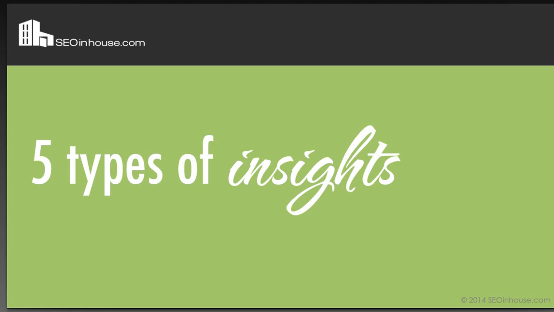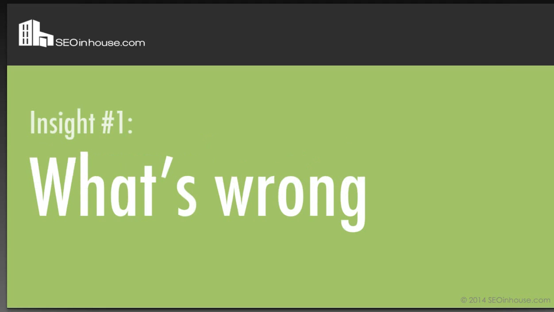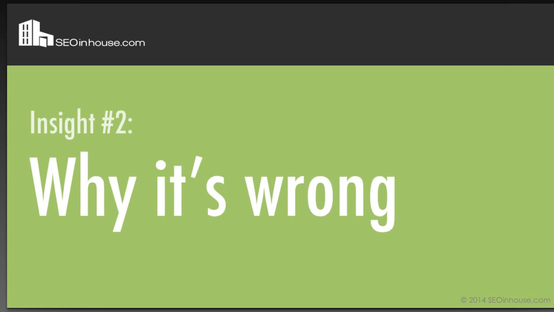So let's talk about 5 types of insights. Some of these you know, and almost every audit does that, but I do want to talk about my thoughts on each of these. So the first is the most obvious: what's wrong, right? That's the no-brainer. But talk about what's wrong and why it's wrong. So that would be insight number 2. So it's not just say here's what you need to do, but also why this is what you need to do.